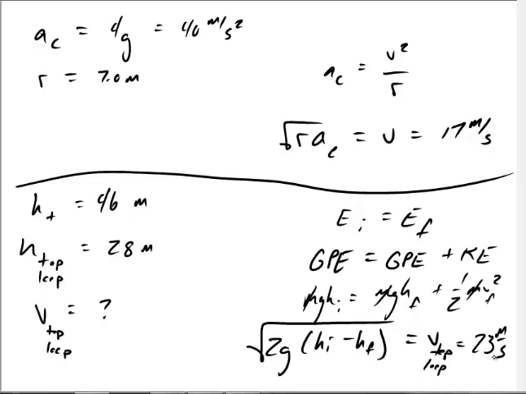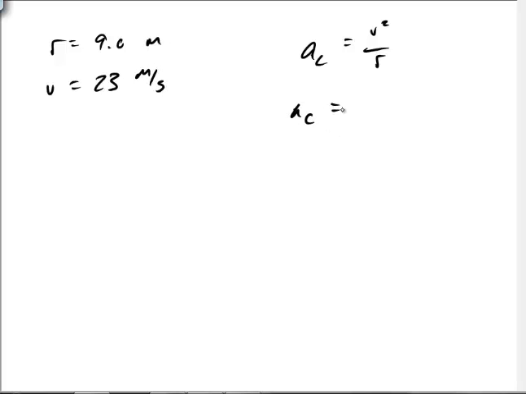Right, so that's the speed at the top. Then it asks, what's the centripetal acceleration at the top? So it just becomes that whole AC is v squared over r again. R is 9, velocity is now 23. It's straight plug and chug. So the centripetal acceleration is 59 meters per second squared, and that's roughly 6 Gs. Is this safe? No. Absolutely not.